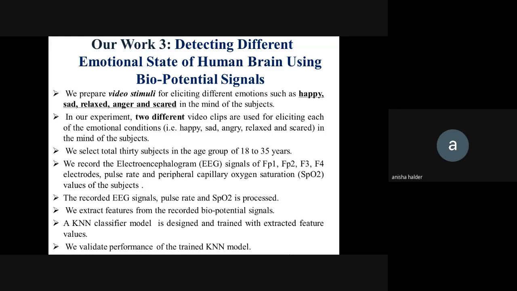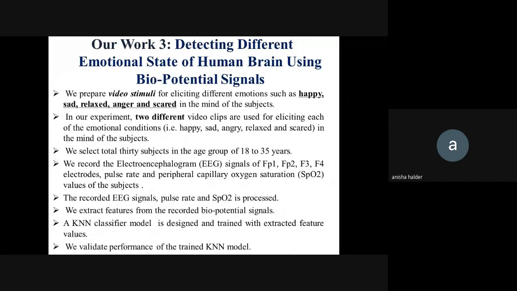We select a total of 30 subjects of age group 18 to 35. All of them are our students. We record the EEG signals of FP1, FP2, F3, and F4, also the frontal lobe signals. The stress and emotions are all controlled by the frontal lobe of our brain. So the frontal lobe signals have been taken. And apart from the EEG signals, also the pulse rate and the SpO2.